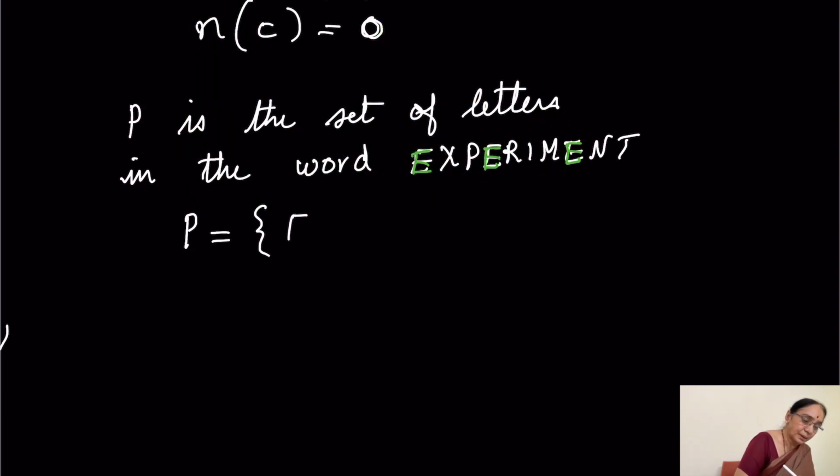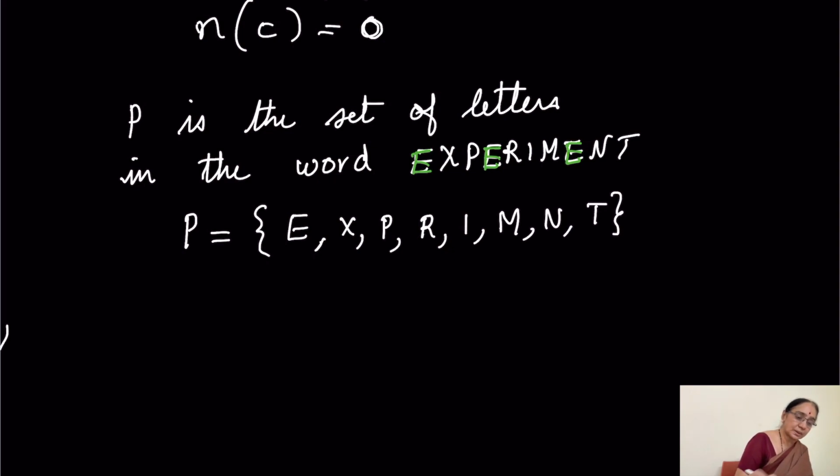So E, now X, and you separate the elements using comma. P, R, I, M, N, T. So this is the set of the letters in the word experiment. So E is not repeated. That's because we already said no well-defined object, don't repeat the elements, and separate the elements using comma.